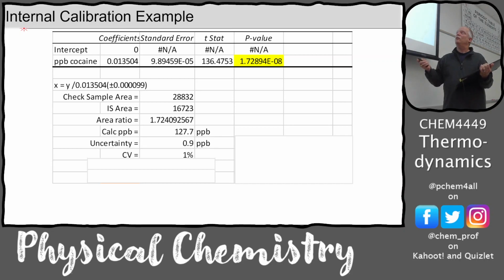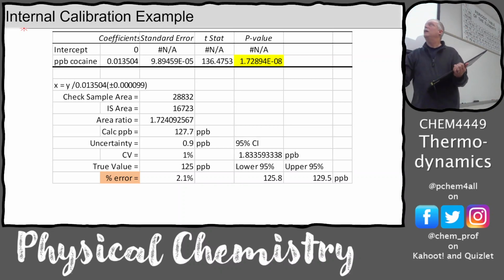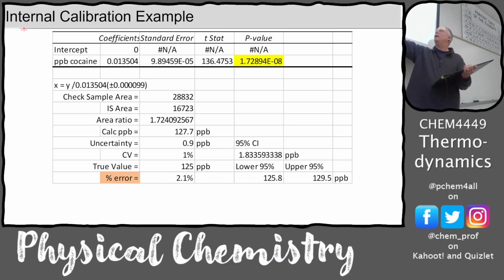We run that through our model, and we get 127.7 and our CV is improved, 1%. And here we have our upper 95% confidence interval is 129.5, and our lower is 125.8. And that's sad because now it doesn't contain the true value. So we're biased high somehow. We've improved our uncertainty, and we're biased high. So we kind of have a dilemma here.